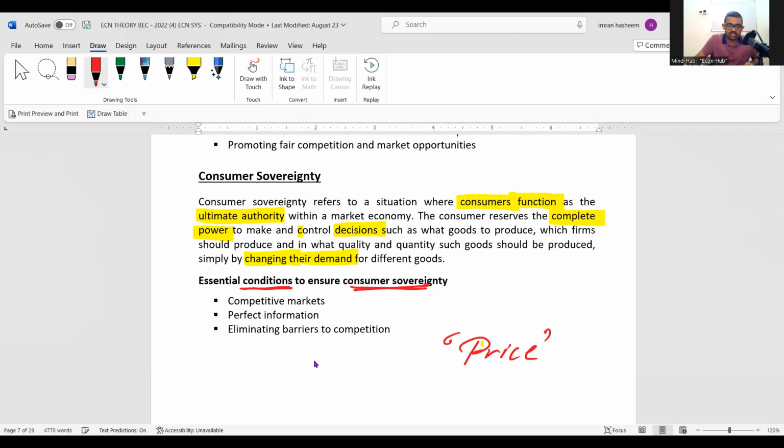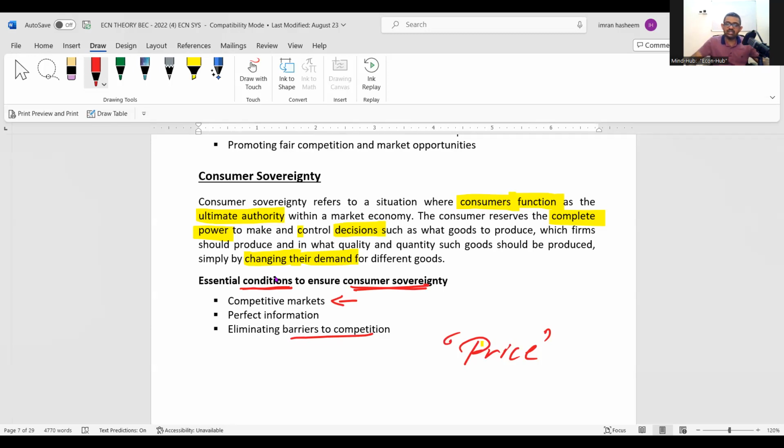First and foremost, the market has to be competitive. If you do not have a competitive market, you can't have a properly functioning market economy. Next, perfect information. The correct information, accurate information needs to be there. Are we clear? Thirdly, we need to eliminate any kind of barriers, any rules, regulations that are stopping new firms from coming into the market, that is stopping competition from increasing. We need to remove the barriers. Okay.